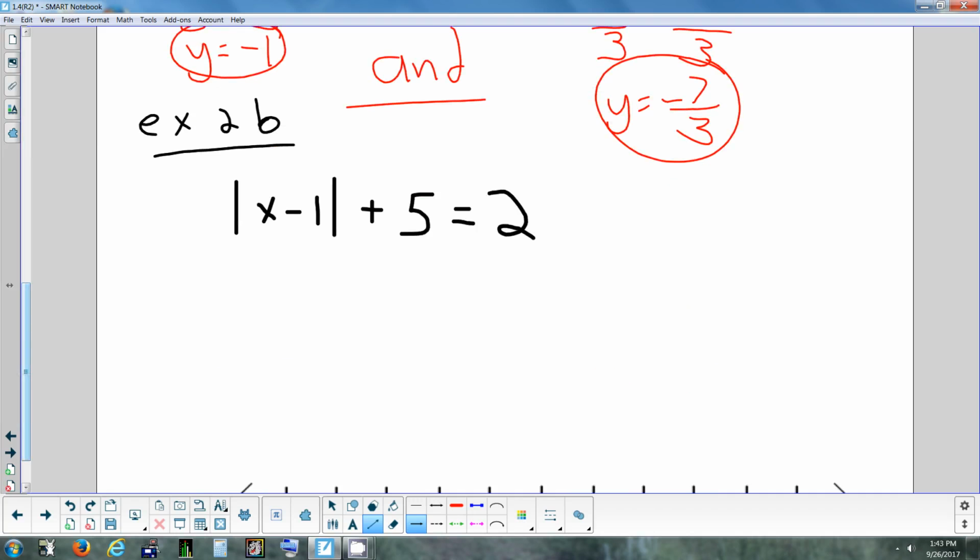X minus... Now, hey, wait a minute. What if there was something else out here too, like a 2? If we had something like a 2 out here, we'd have to, just like there was a variable here, minus 5 on both sides first, then we divide. But for this one, we don't have that.